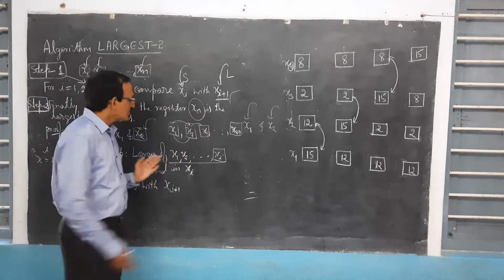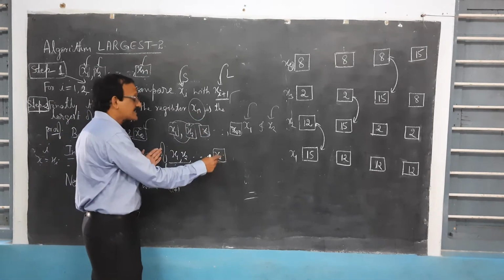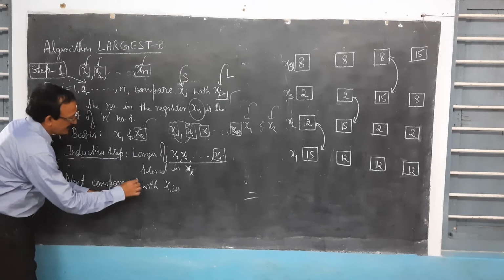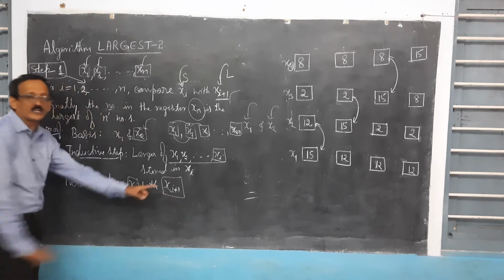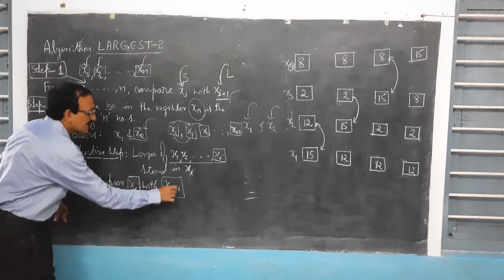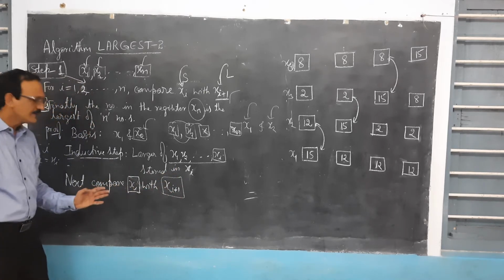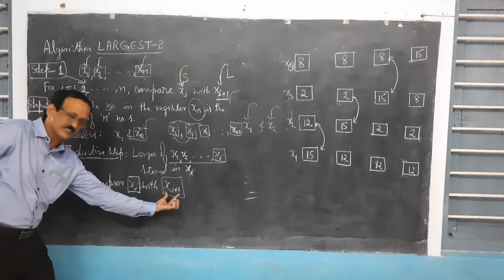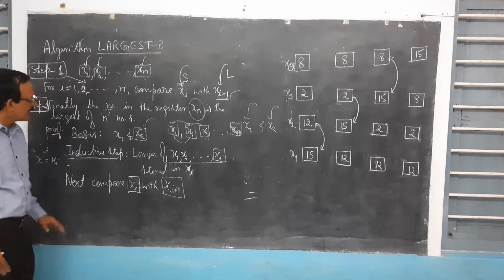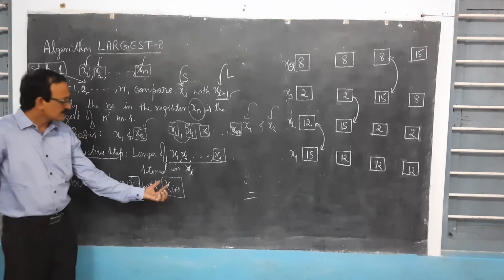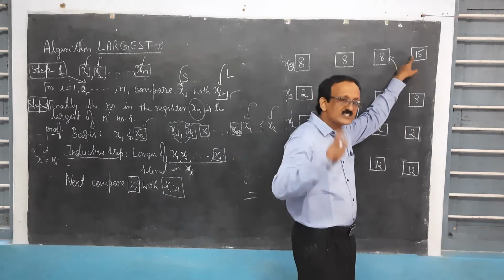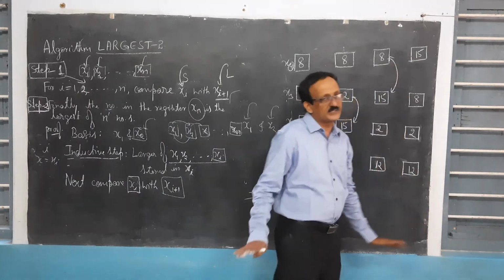Now the largest of i values is stored in xi. In the next step, compare the value in xi with the value in x(i+1). The larger will be stored here, the smaller will be shifted here. So among all the registers, the last register will hold the largest value in this algorithm.